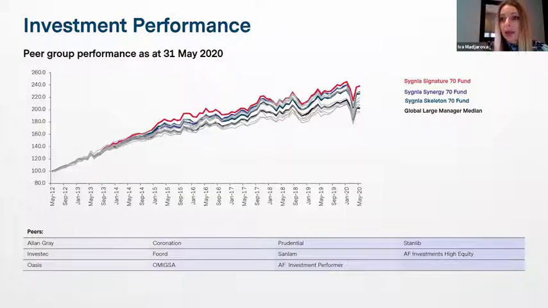And some of the managers that are in this global large manager watch median are your Allan Grays, your Coronations, and we've actually listed them at the bottom of this chart. So over time, these portfolios have done very, very well.